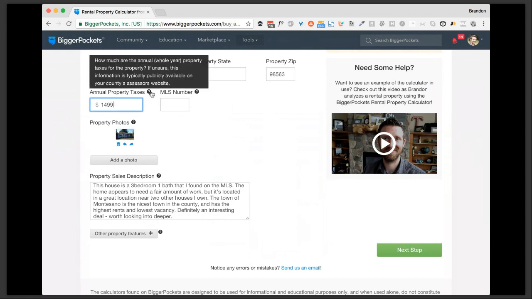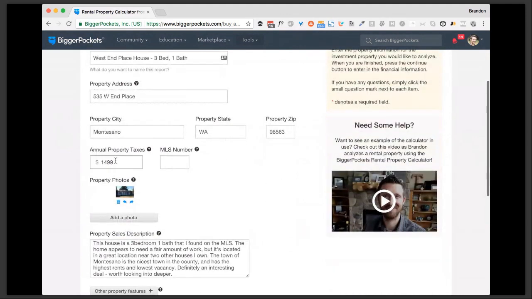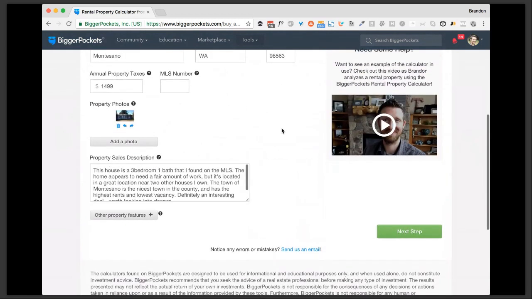If you hover over these question marks, it actually helps you learn how to analyze these deals. How much are the annual, whole year property taxes for the property? If unsure, this info is typically publicly available on your county assessor's website. Perfect. So I can just go to my county assessor's website and find this out. And again, the first time it might take you a little bit to figure that out, but the second time you'll be super quick. Then I uploaded a photo, added a little description, and that's it for page 1.